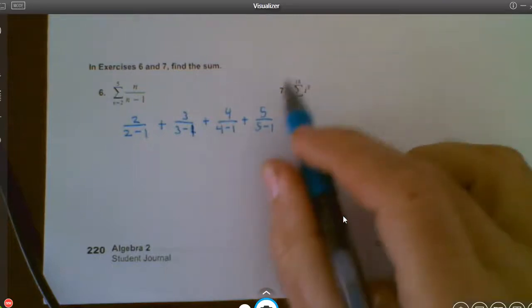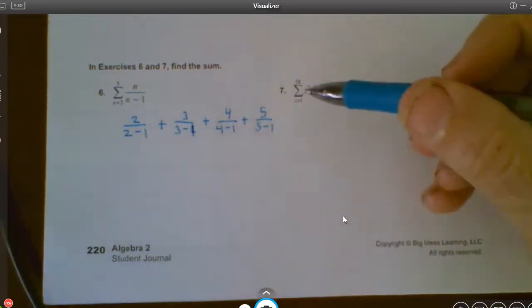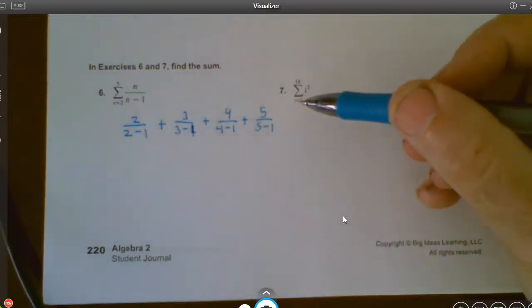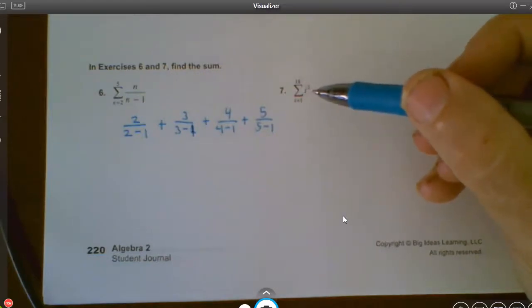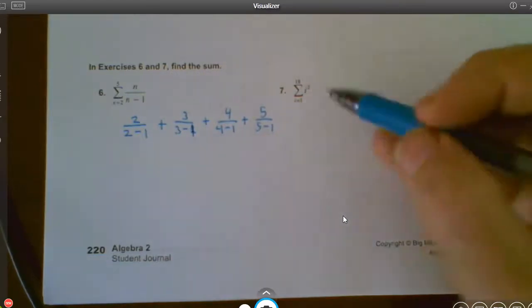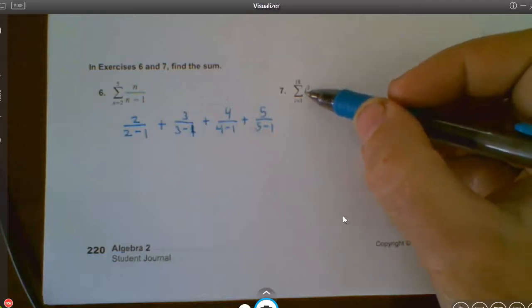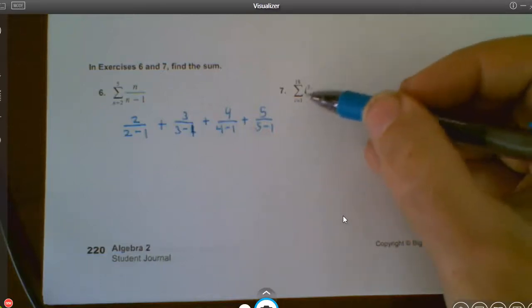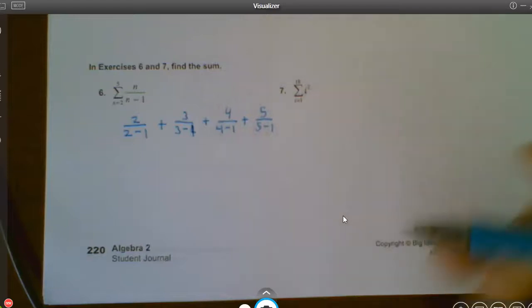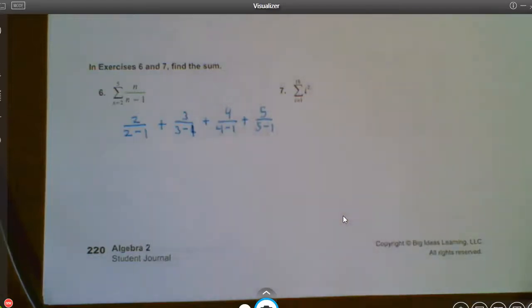So again, if you wanted to find something like this, it would be a little lengthy because you would have to plug in terms 1 through 18 to find this. So that would be a little rough. You'd have to plug in a 1, so 1 squared, then 2 squared, then 3 squared, all the way through 18, and then add those 18 answers together. So that would be a little rough.